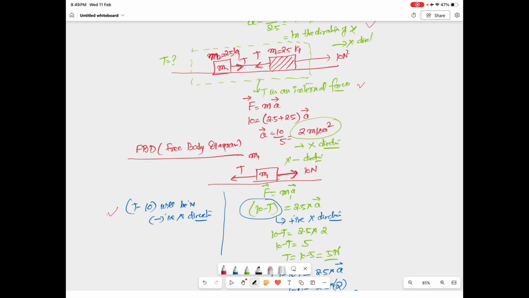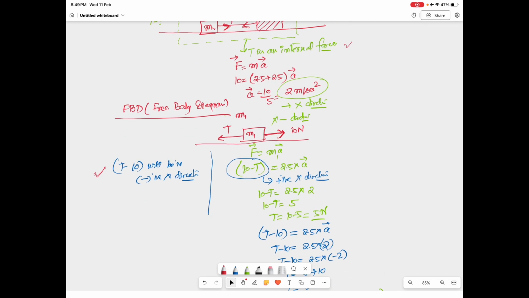If I consider the net force in the negative x direction, then I can take t minus 10. So I will solve the equation with t minus 10 also, by assuming that the net force is acting in the negative x direction. First I will solve it with the positive x direction. So 10 minus t is equal to 2.5 into a. 10 minus t is nothing but 2.5 into 2, where 2 is the acceleration which I have already found out. So 10 minus t is 5. So t is nothing but 5 Newton.